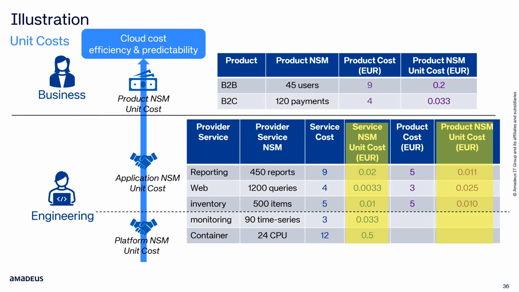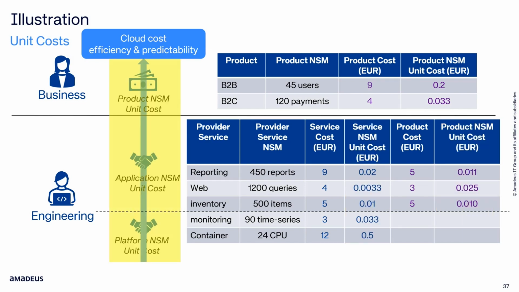Note that applications have both service NSM unit costs, which are calculated from service cost, and product NSM unit costs, which are calculated from product cost. The product NSM unit cost of an application is a portion of the service unit cost coming from platform services, which impacts the unit cost of the product, and which the application can influence the most by optimizing its usage of the platform services.